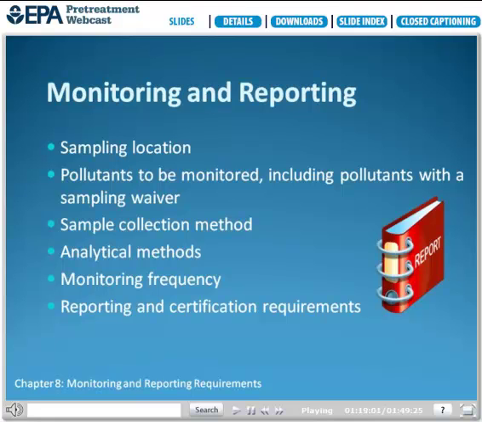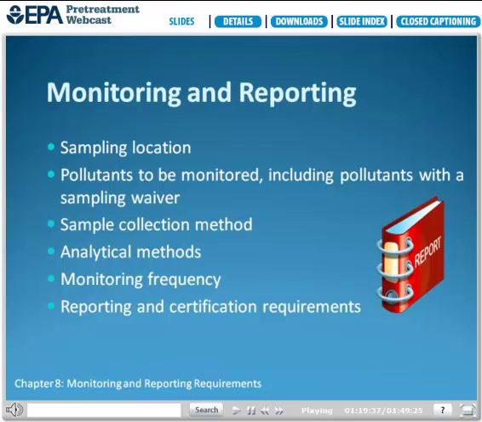In some cases, there may be a need to have the actual analytical method. For instance, with mercury, if you want them to use a lower level mercury as opposed to 245.1, you'll have to have 1631 in the permit. But for most cases, reference to 136 is adequate. In addition, you'll want the monitoring frequency and reporting and certification requirements.